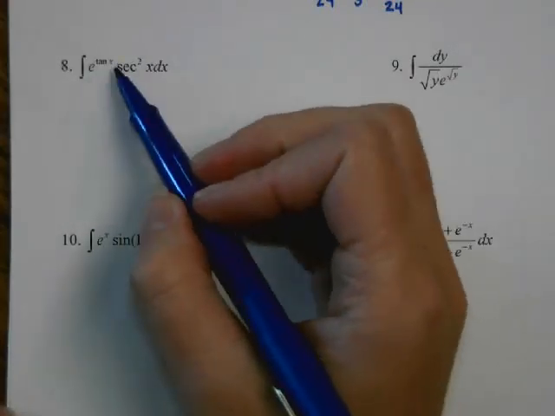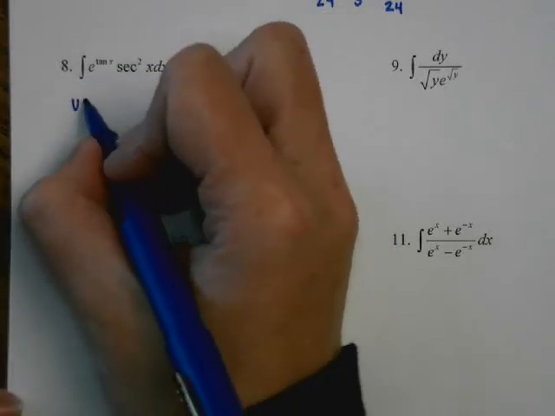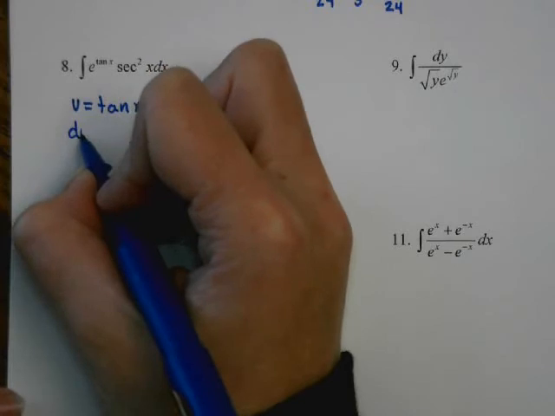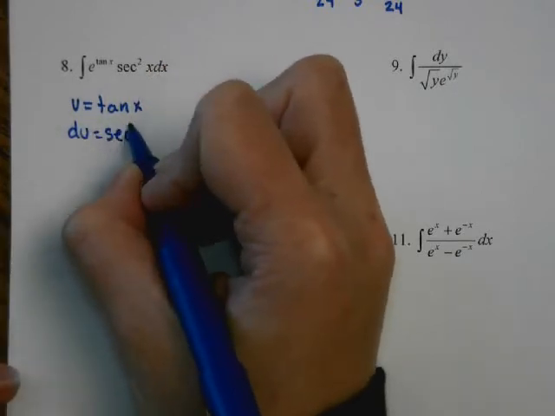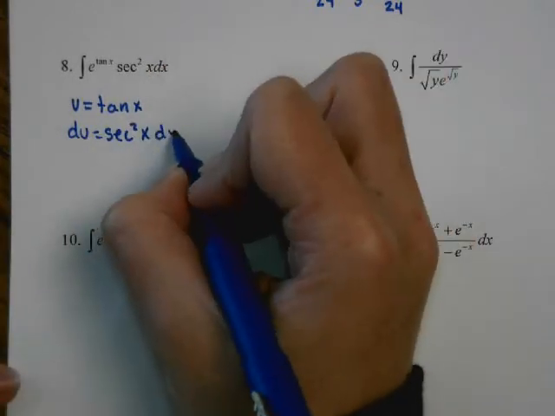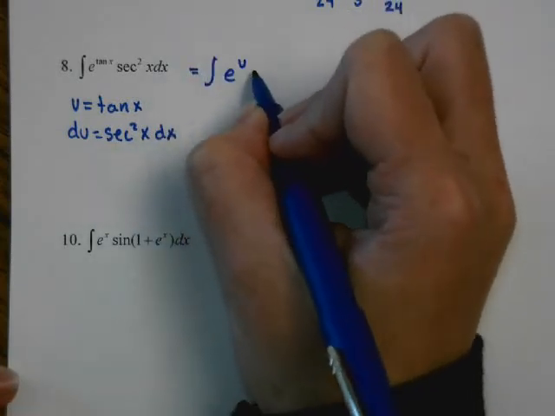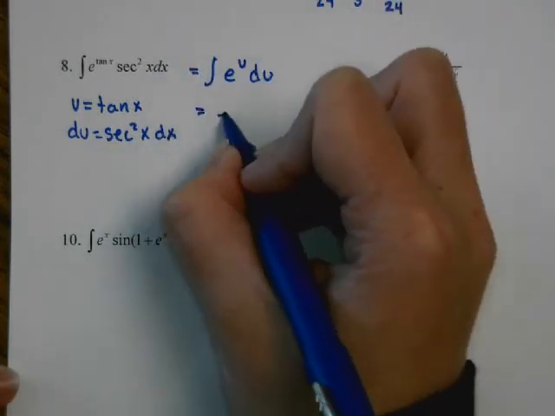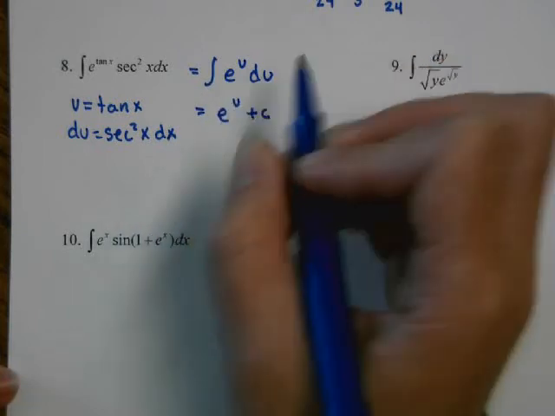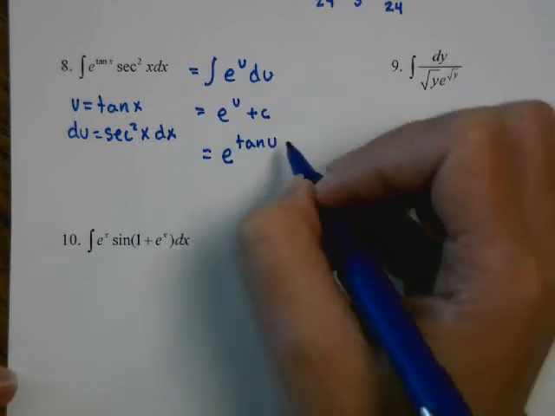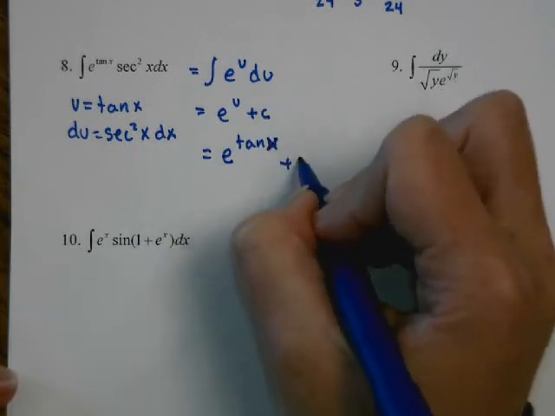So we have e to the tangent of x times secant squared x. So we're going to let u equal tangent of x, du is secant squared x. So this is going to be the integral of e to the u du, which is e to the u plus c. So this is e to the tangent of x plus c.